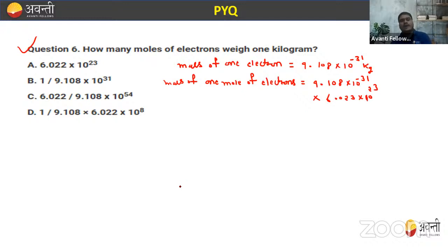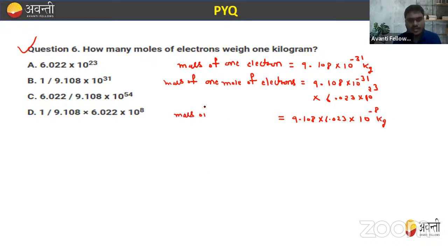Okay? So the mass of 1 mole of electron is equal to 9.108 × 10^-31 × 6.023 × 10^23. Just solve this. On solving, leave 9.108 × 6.023 as it is and solve the power. So this comes out to be 10 raised to the power -8 kilogram. Right, so this is the mass of 1 mole of electron.